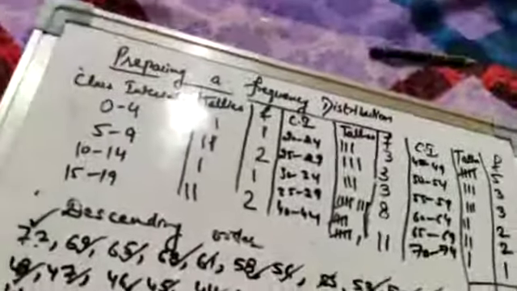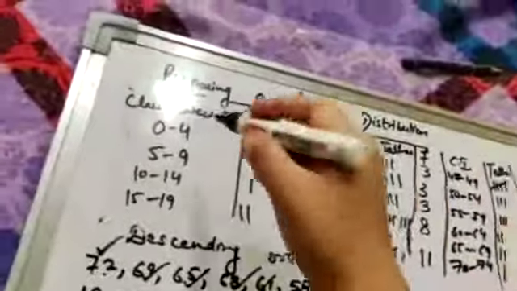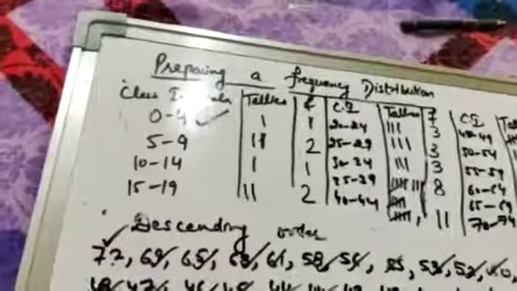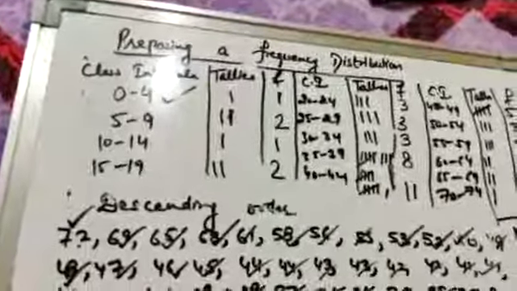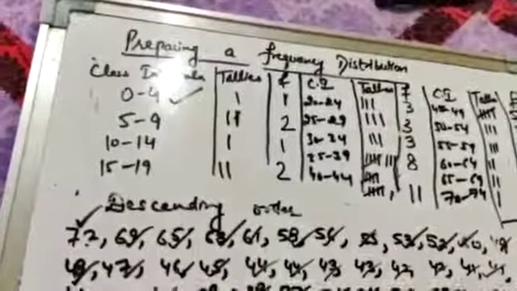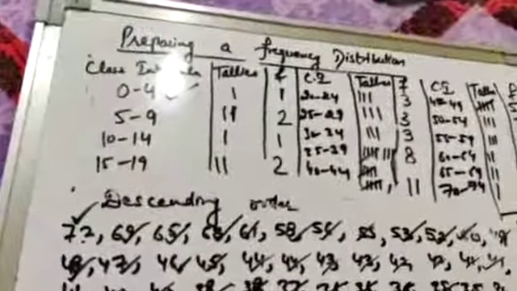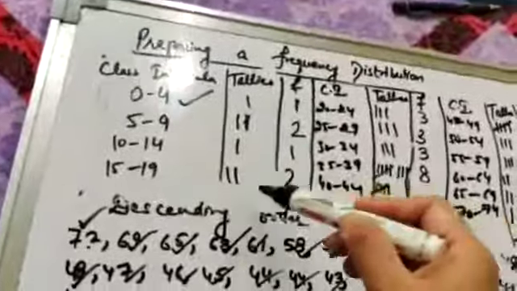After that, we make class intervals like 0 to 4, 5 to 9, 10 to 14, 15 to 19, and we mark tallies. Tallies means, from 0 to 4, how many terms came? Only one term came. For 5 to 9, how many terms came? 1, 2, only 2 came. For 10 to 14, only 1 came. For 15 to 19, 1 and 2, 2 came. In this way we will mark here.